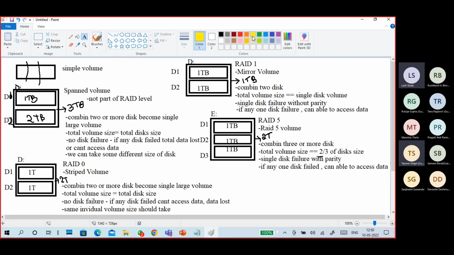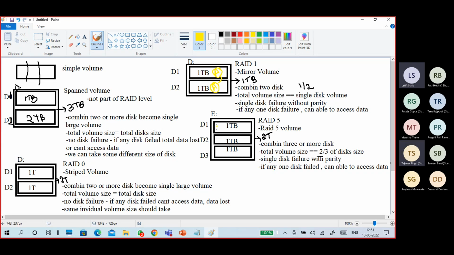What is this parity, and what is the difference between them? We'll see it. Guys, listen very carefully. In a mirror, whatever the data is, the same data will be written into another disk. That is RAID 1, no parity. If one of the disks fails, no problem, the other disk will give you data. But because the same data is copied, we get only a 1/2 volume, 1/2 of the total disk size.